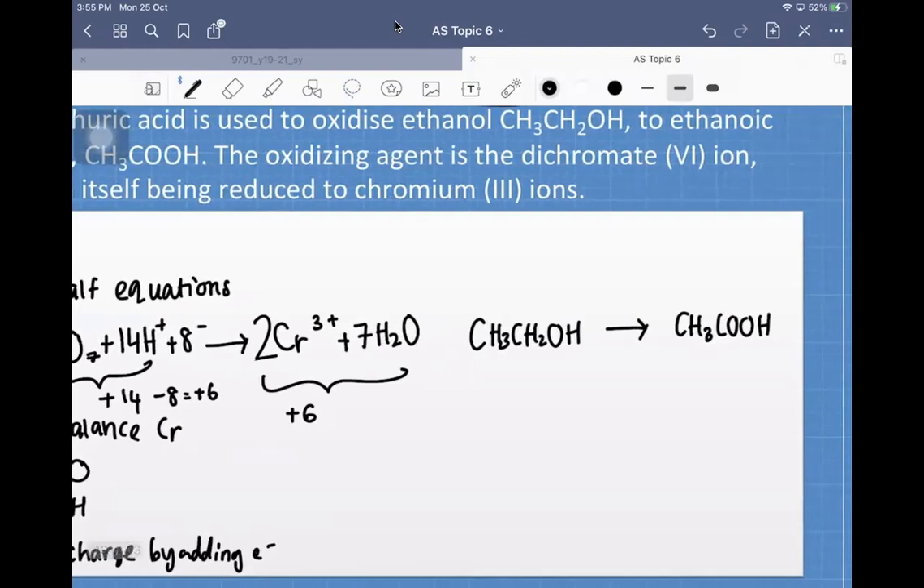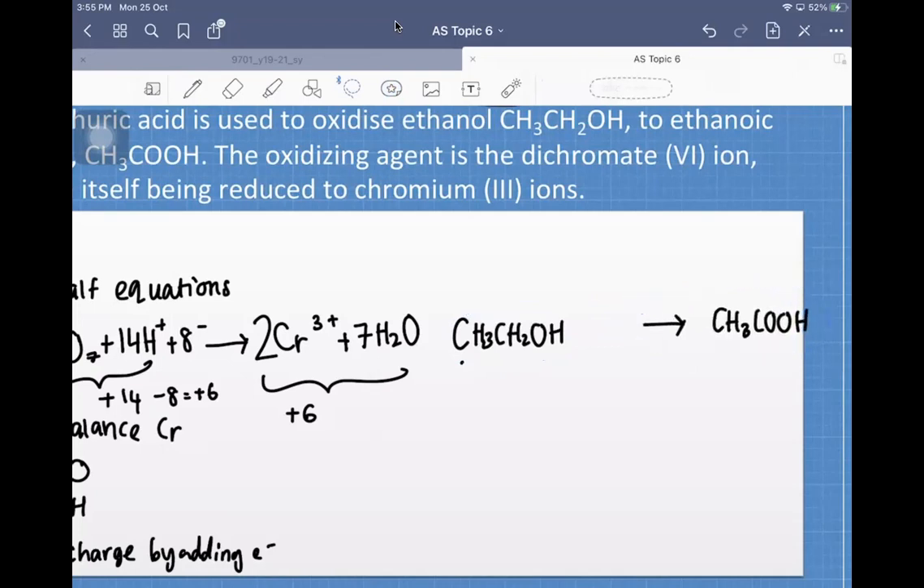CH3CH2OH, I count the number of atoms. So this time, my carbon is balanced. My oxygen is not balanced, right? I need water. I don't have space. Okay, let's do this. Maybe I'll put this at the end. Okay, I need 1 H2O here. So now I have to worry about my hydrogen.